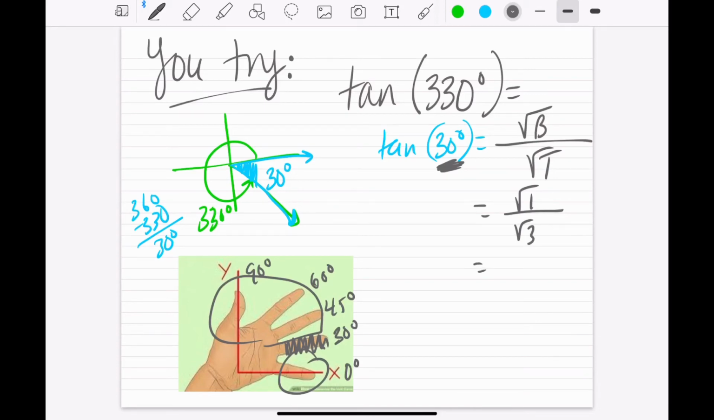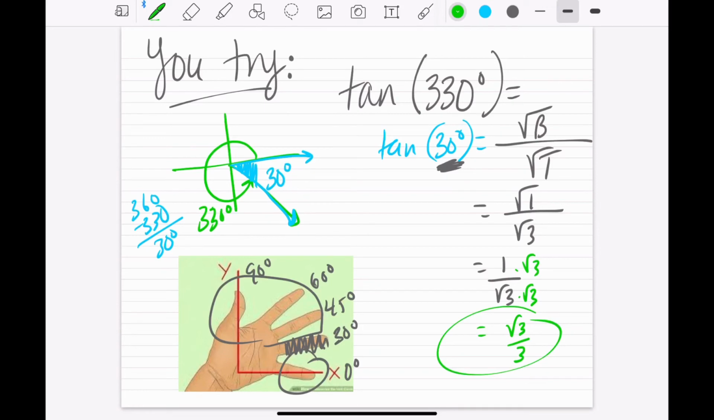Next thing I need you guys to do is to simplify the following. The square root of 1 is 1. Square root of 3 is not a perfect square, so you bring it down. Now, we are not done because we have to rationalize the following. So multiply both numerator and denominator by square root of 3.